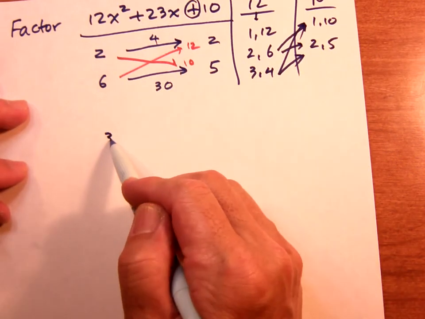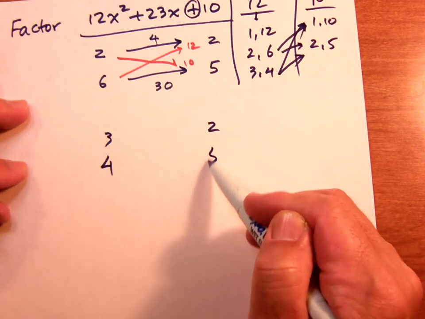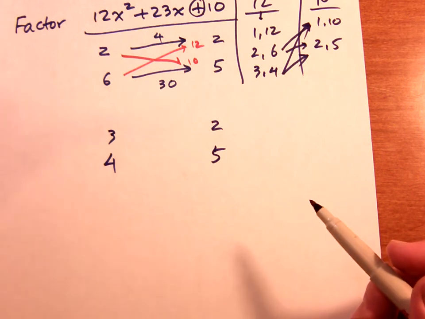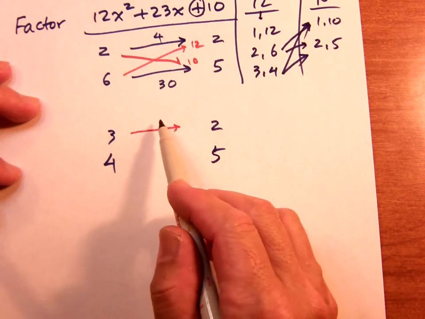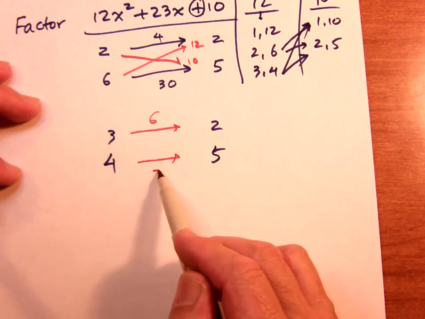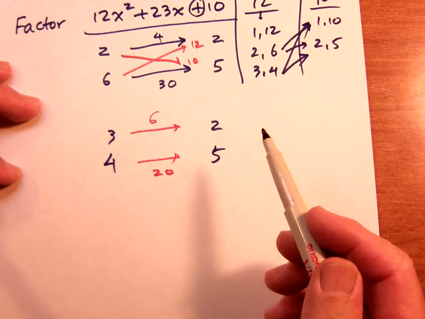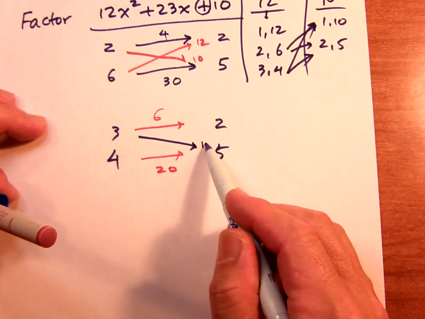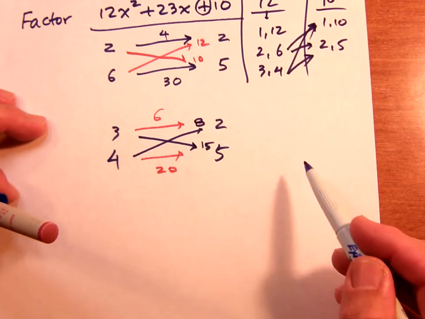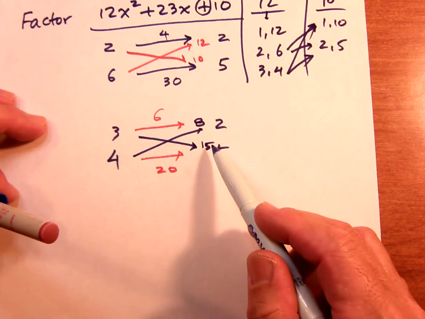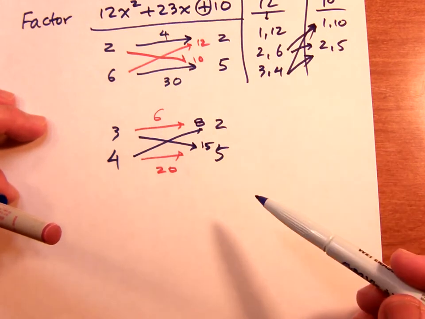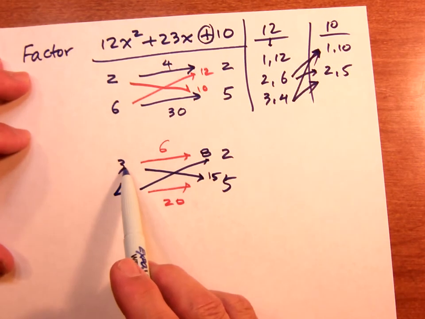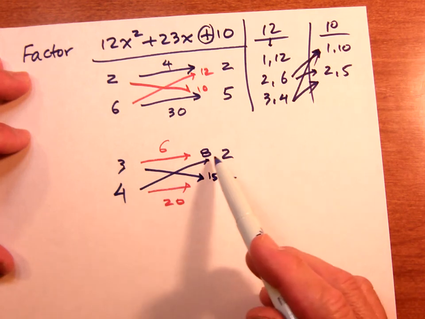How about 3, 4, and 2, 5? First, let's try 6 and 20. They don't add up to 23. But if we go this way, that's 15. 4 times 2 is 8. Now those two will add to 23. So I found my correct combination. What's the combination? 3 has to multiply the 5, and 4 has to multiply the 2.